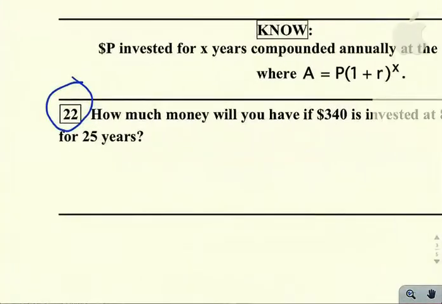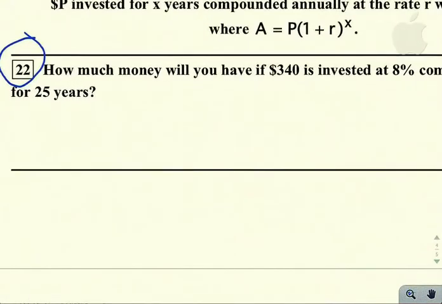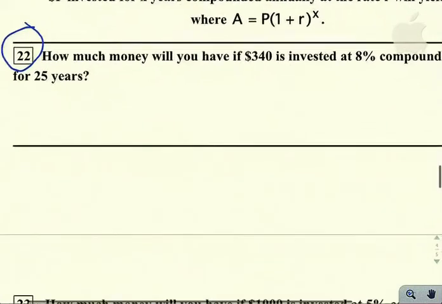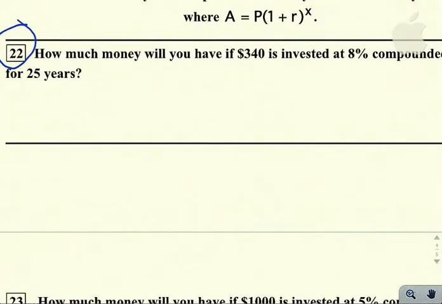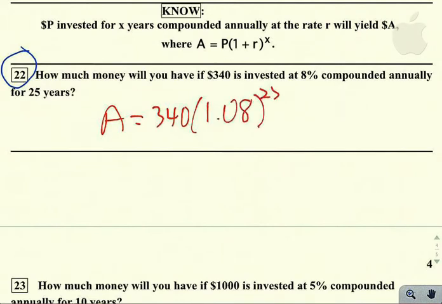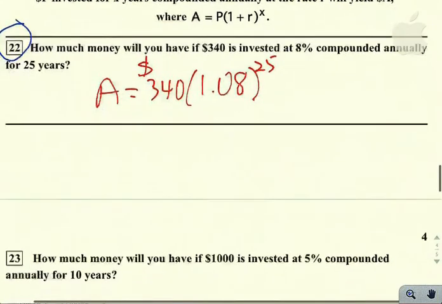Okay, money problems. This formula you need to have committed to memory, even though we're not playing with the calculator. How much money will you have if $340 is invested at 8% compounded annually for 25 years? Well, A would equal 340 times 1.08 to the 25th dollars. That's the best you can say without a calculator.